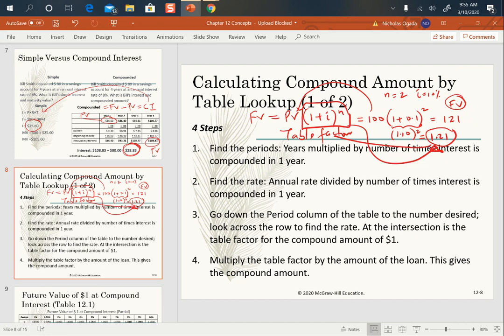And then you will take that table factor and multiply it with the present value, which is $100, and that will give you 121. Again, the answer might not be the same, but it's going to be an approximate or close answer. Because of rounding effect, it might not be exactly the same, but it's going to be close, depending on the method that you're using. So if you're using a financial formula like this one, you might get the same answer, or not the same, but close.